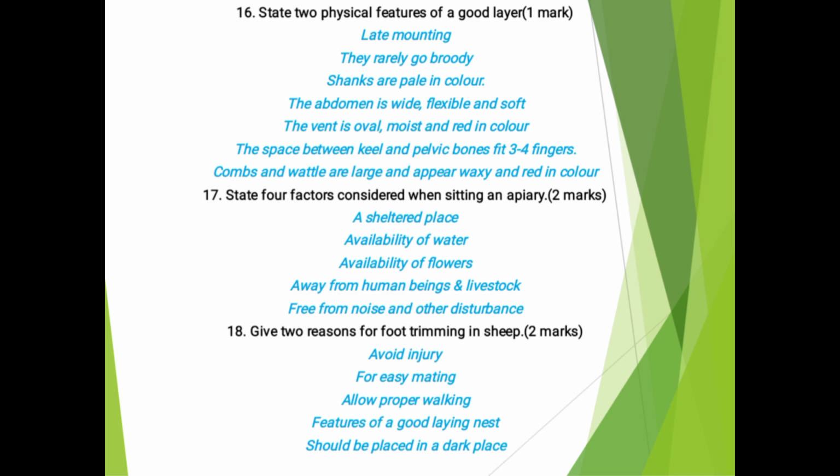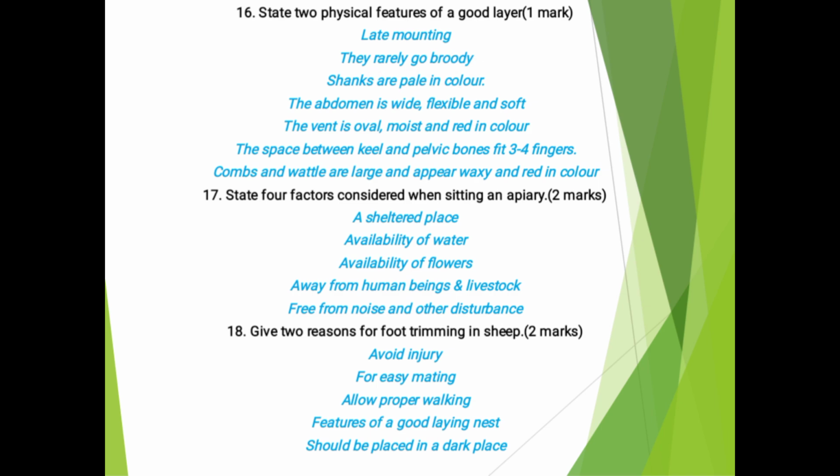So question 16, state two physical features of a good layer. What are some of the things that will make us say that this bird is a good layer? Number one, the bird demonstrates late moulting. They rarely go broody, meaning they don't want to sit. Remember, brooding is that act where you find a chicken wanting to sit on the eggs.